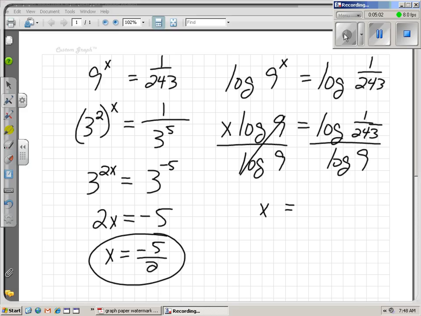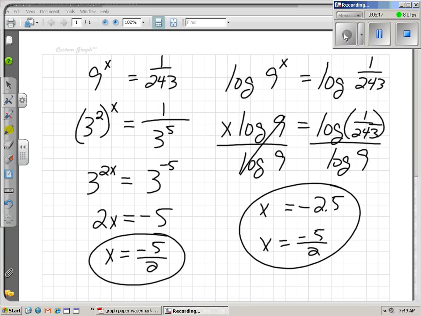and your calculator will do the rest. You just have to be careful about your parentheses. Just watch your parentheses as you put it in the calculator. It should come out negative 2.5, which is the same thing as negative 5 over 2. Either one of those is correct.